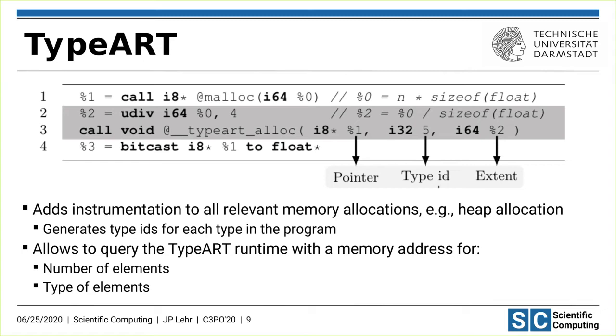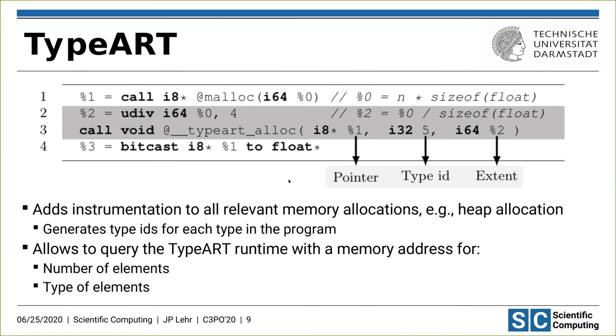Then we insert what we call a type ID. Every built-in type has a predetermined type ID, and for user-defined types, we create them during compilation. And then we capture the pointer. We derive the type information from the bitcast that would store the type of the allocation. And now with that information in our runtime, we can pass in a pointer and ask for the type information about that pointer.